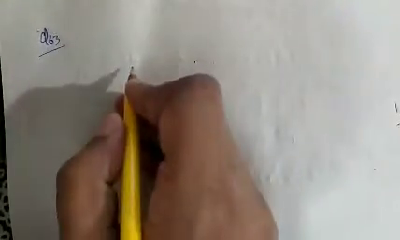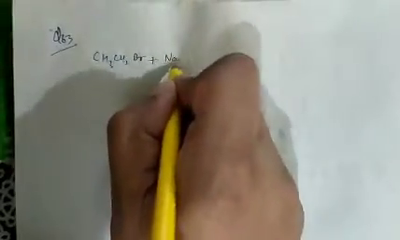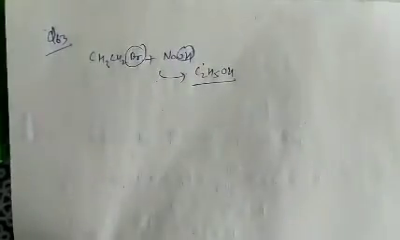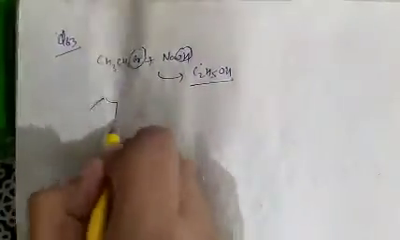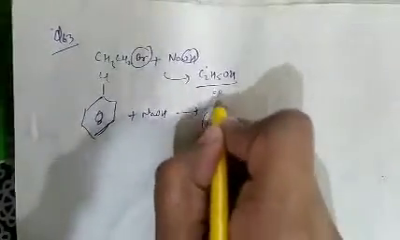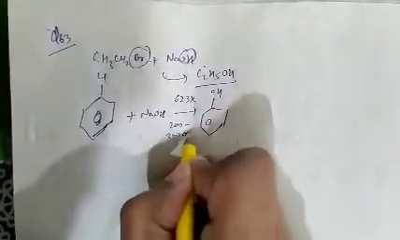In question number 63, what is given there? The question is the reaction of sodium hydroxide with ethyl bromide and chlorobenzene. As we know, when ethyl bromide, CH3CH2Br, reacts with sodium hydroxide, then Br will be replaced by OH, and the product formed is ethyl alcohol. And when chlorobenzene reacts with aqueous NaOH, then the product formed is phenol, at 623 Kelvin temperature and 200 to 300 atm pressure.